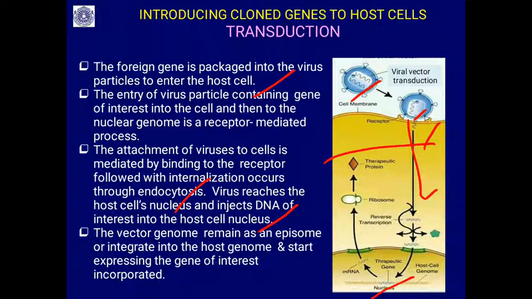Here this is a retrovirus. Here you can see it is sending its RNA. The RNA is converted into DNA. This DNA gets into the host cell genome, gets incorporated into the host cell genome, gets transcribed and gets expressed. So, this is a therapeutic protein getting expressed. This is how transduction is used to introduce the gene of interest to the host cell.